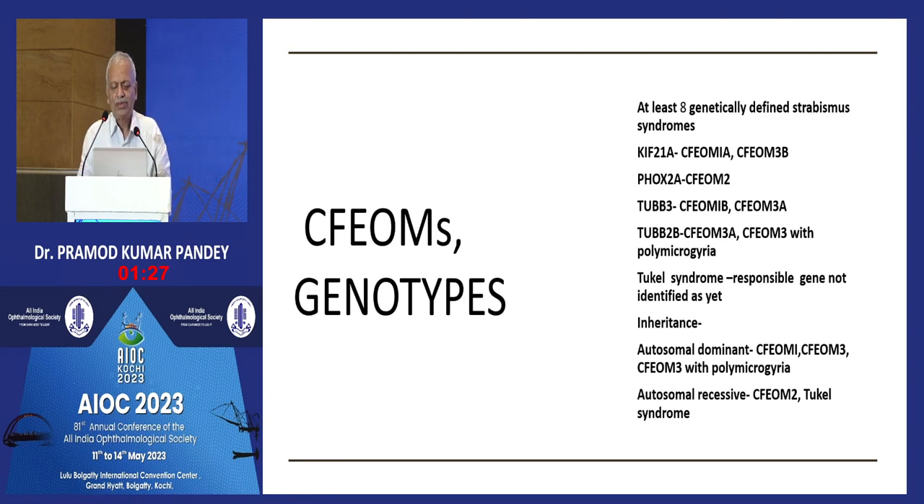Now, genetic studies, as we know, in CFM, there is KIF21A, which is kinesin, and then there is PHOX2A, which is a transcription factor, and TUBB2 and TUBB3 variants. So there are the three main groups of things which are causing these CFEOMs.